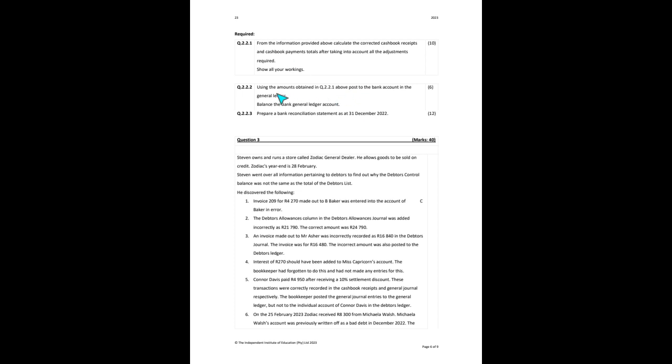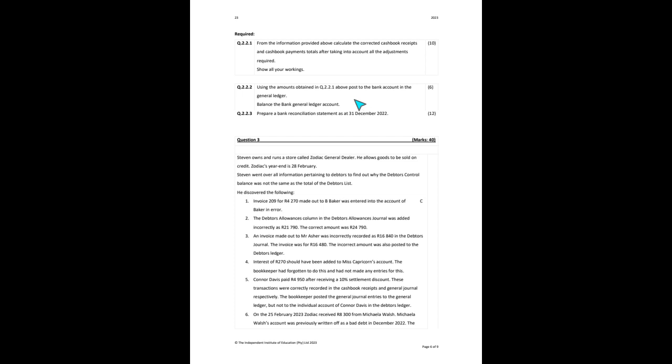And then using the amounts obtained in 2.2.1 from your two cash books, you must post those to the bank account in the general ledger and balance the general ledger account. In other words, you will complete the bank account T account in your general ledger for the month of December.